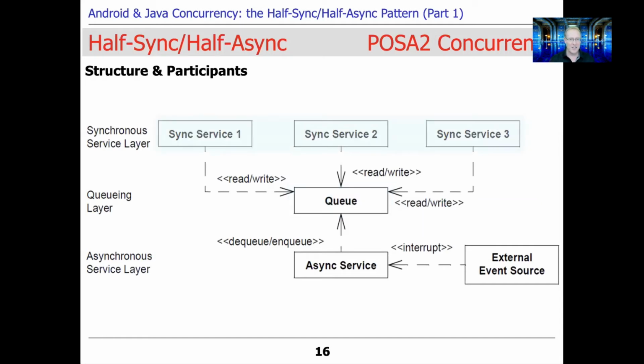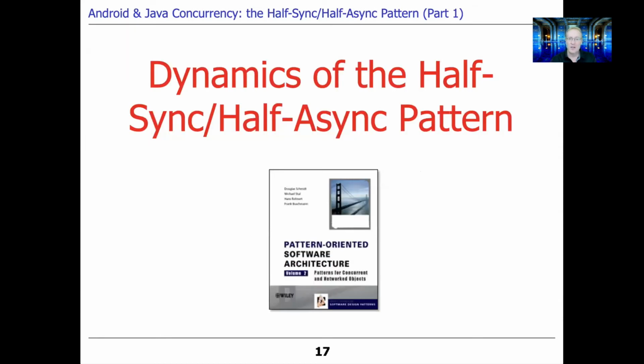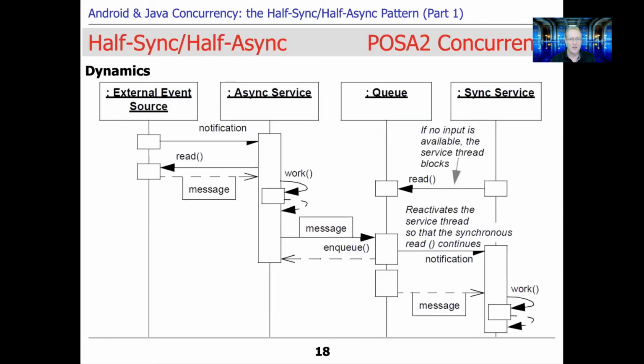And then at the other end of the spectrum, we have the so-called synchronous service layer, and that's what's going to contain these synchronous services that will run in their own threads of control and therefore can block without degrading the quality of service of other things that are also blocking in their own threads. So these would be the background threads in the context of our downloading app. So now you have a basic idea of the structure of this pattern. Let's talk a little bit about its dynamics.